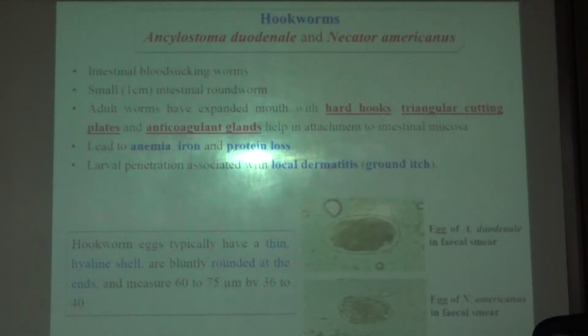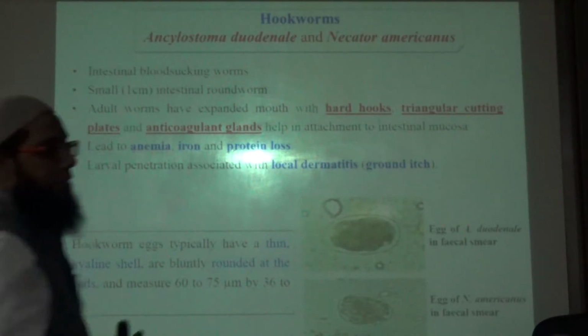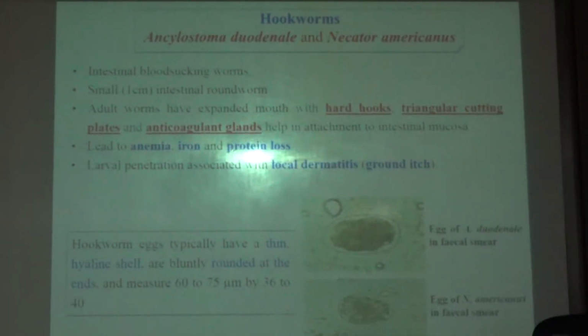The most important thing to remember in hookworm is anemia. It leads to anemia. So clinically, the patient may present with anemia and iron loss. They are basically blood sucking worms. They remain in the intestine and they suck the blood from the intestine.